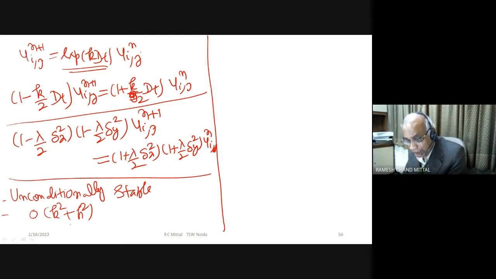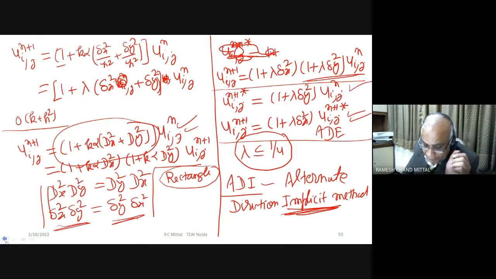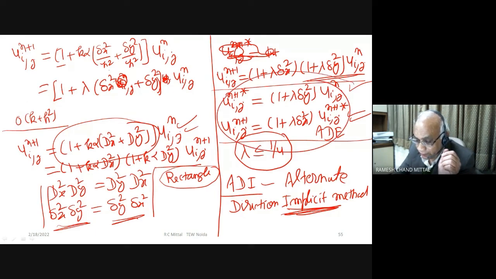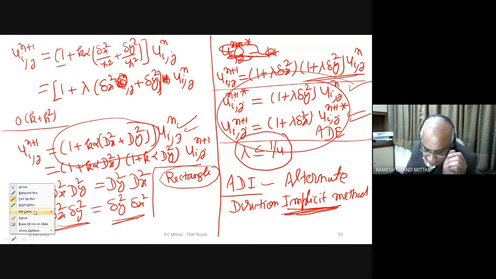Now I just see that if I use this scheme as it is, I will be getting a block triangular system, which I discussed in the last class, because the delta x2 operator and delta y2 operator will give you a block triangular system, where the matrix may not be an identity or diagonal matrix, they may be triangular also. But if I do something like I have done here, then my scheme can be implemented very easily.